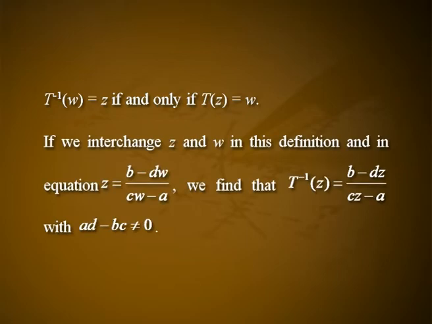If we interchange z and w in this definition and in the equation z = (b - dw)/(cw - a), we find that T⁻¹(z) = (b - dz)/(cz - a) with ad - bc not equal to 0. Thus, T⁻¹ is itself a linear fractional transformation, where T⁻¹(∞) = ∞ if c = 0, and T⁻¹(∞) = -d/c if c is not equal to 0.